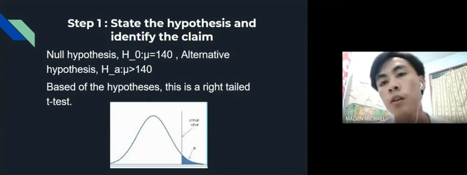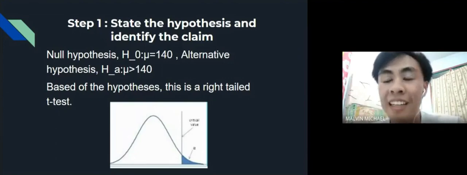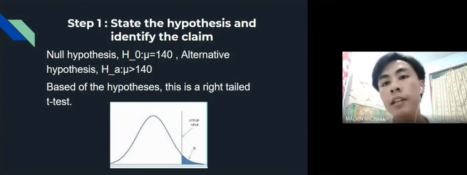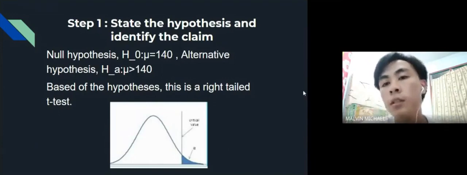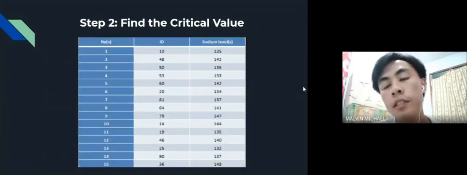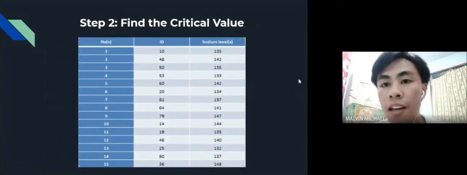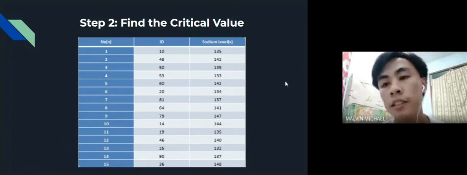The null hypothesis is mu equal to 140 and the alternative hypothesis is mu more than 140. Based on the hypothesis, this is a right-tail t-test. Step 2 is to find the critical value. We tabulated the sodium level data in a table. This table represents the sodium level.